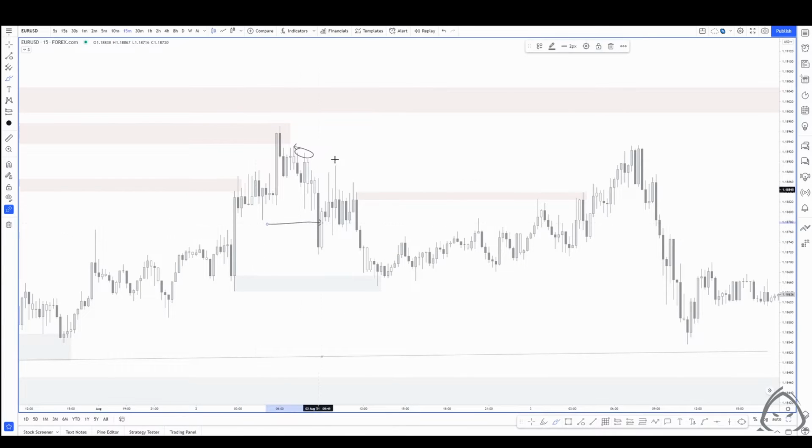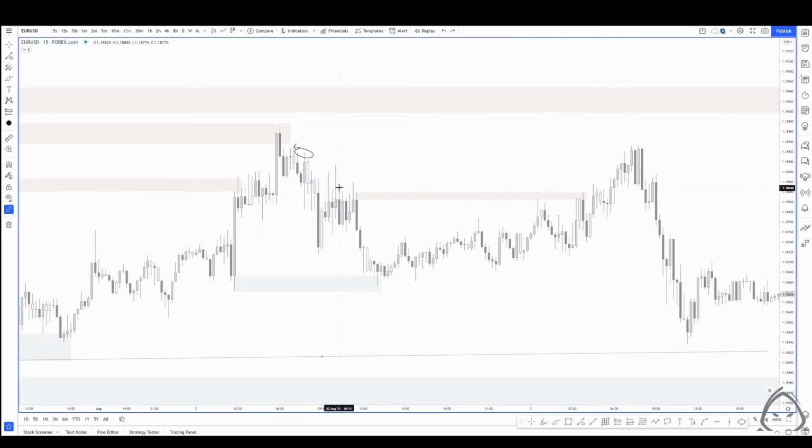So we broke this structure, therefore it validates this POI as a supply zone on a lower time frame. We get that mitigation, and then price continues moving to the downside. What we can see is we do move to the downside, but we don't actually break any true structure. We sweep liquidity, so let's just move that. We sweep liquidity, and we've mitigated something. And then what we can see is price mitigates this wick. We break structure, and then we create a supply zone.